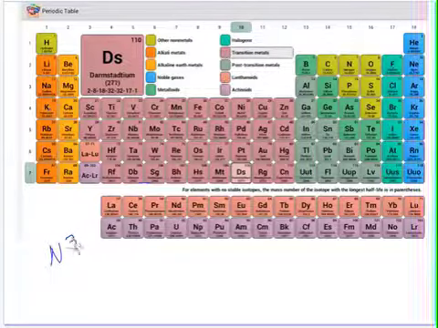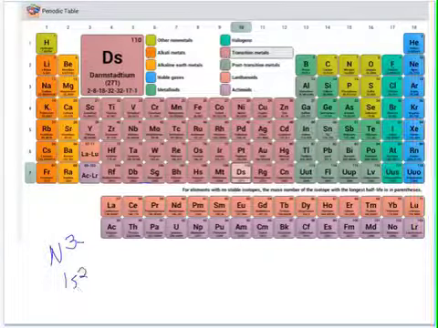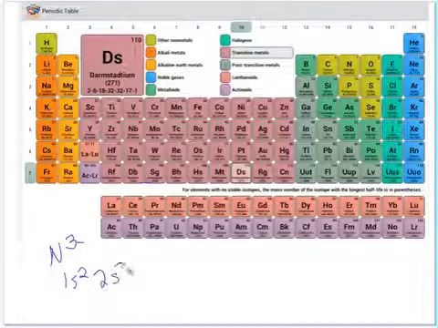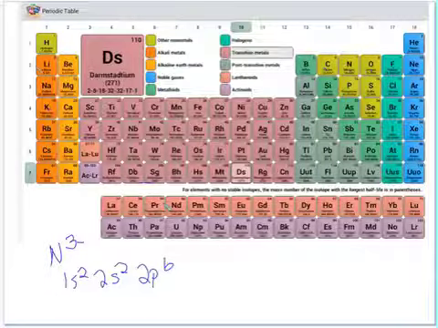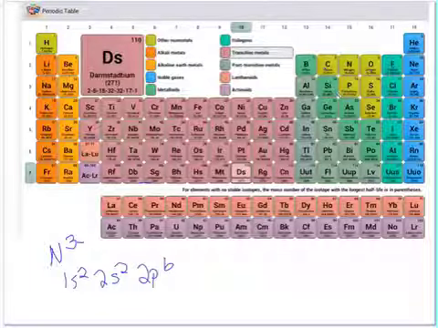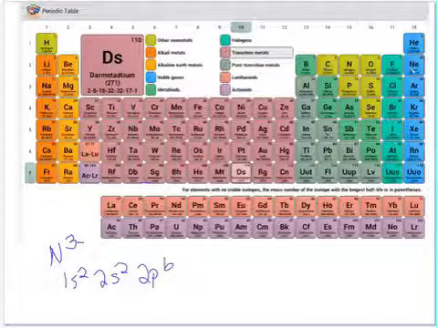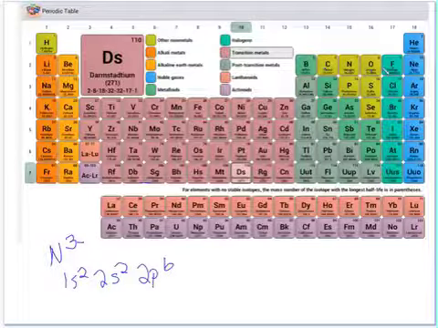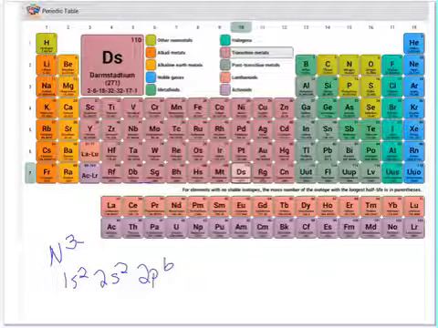To do nitrogen 3-, we can write 1s2, 2s2. Normally nitrogen would be 2p, 1, 2, 3, but it's going to gain 3, so we have to add 3 more electrons. So it'll be 2p6. To check your work, does nitrogen 3-, or nitride, have the same electron configuration as the nearest noble gas? Yes, it does.